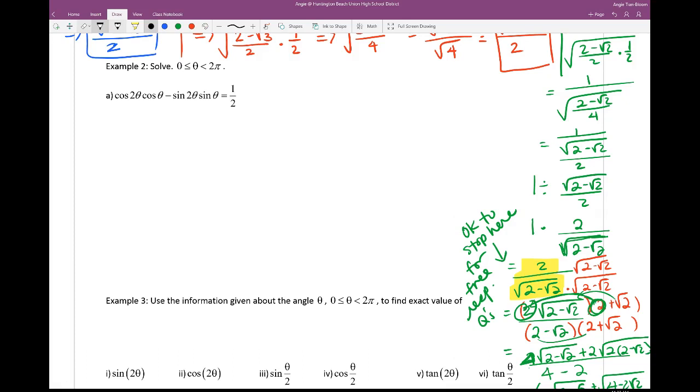So what do I mean by that? I mean cosine of alpha times cosine of beta minus sine of alpha times sine of beta. This is an identity for cosine. Would you agree? It's cosine of alpha plus beta.